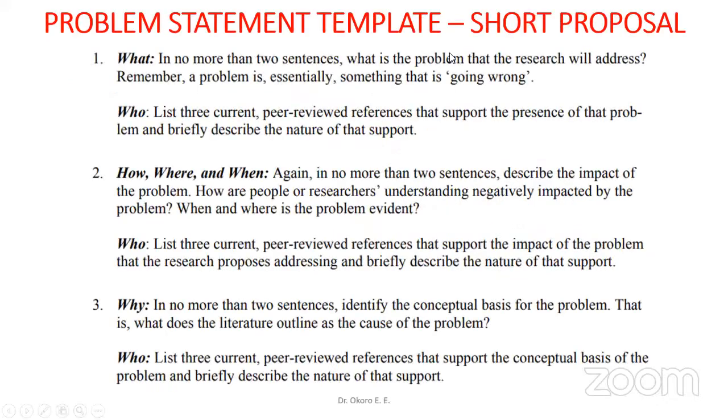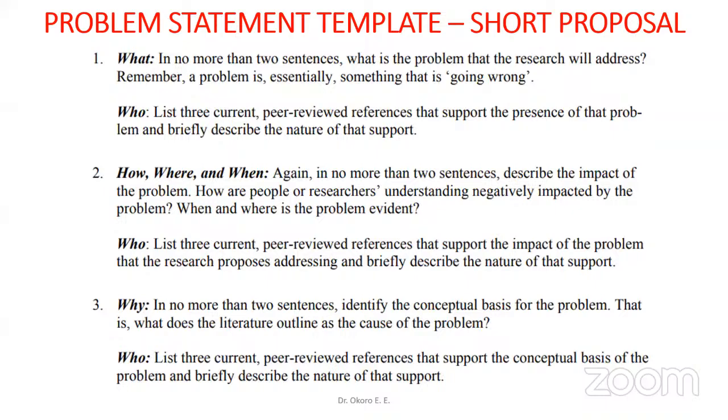First one, what? So we'll say that in no more than 2 sentences, what is the problem that this research will address? This is the first thing you do. And remember, problem is what is going wrong. That's a problem, not something that is actually looking for maybe an innovative way to improve it. If it doesn't have anything going wrong with it, it might not be a problem to sit with.